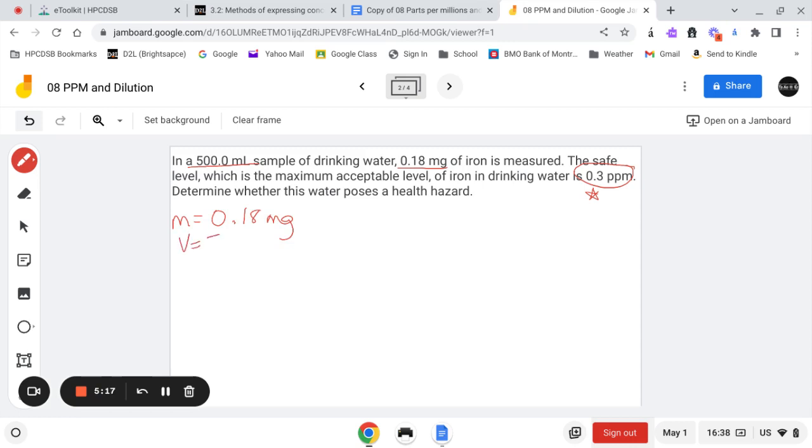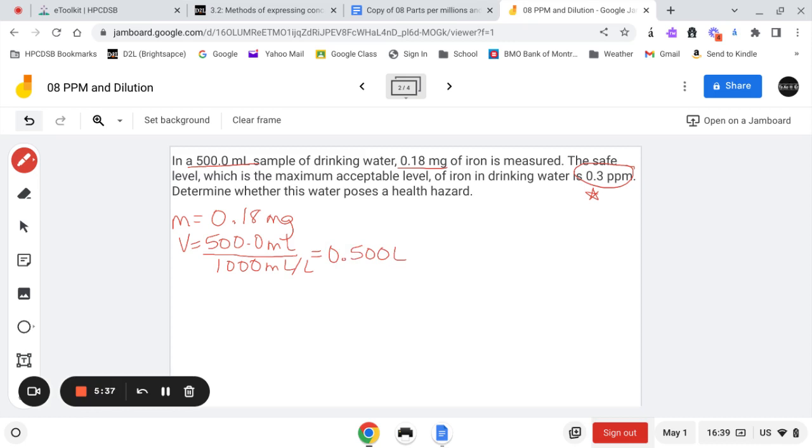But my volume is 500 milliliters, and I need that to be in liters. So I'm going to divide that by 1,000 milliliters per liter, and I'm going to get a value of 0.500 liters.